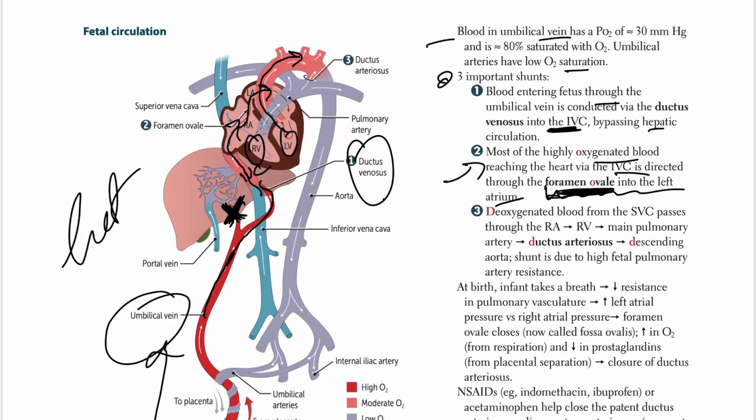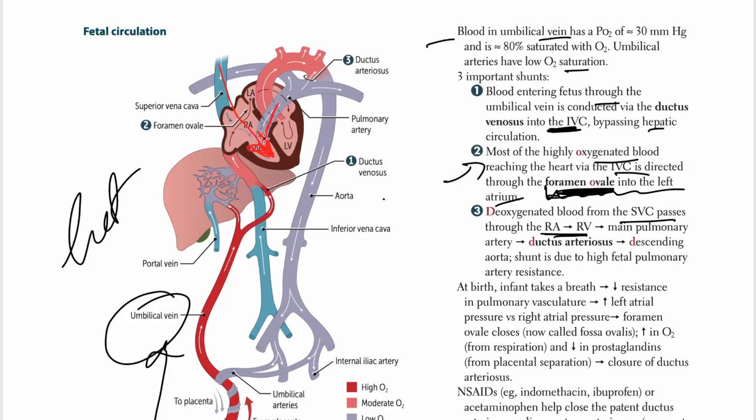Now the next thing is the deoxygenated blood from the SVC passes through the RA to RV. So deoxygenated blood from SVC, superior vena cava, passes through the RA to RV. So they're saying, in other words, that IVC, inferior vena cava, goes straight up like this. Let me change color. Maybe that would be a better way. So IVC comes and goes here straight up. But the SVC, instead of going down, because it's coming from top, goes into right ventricle.